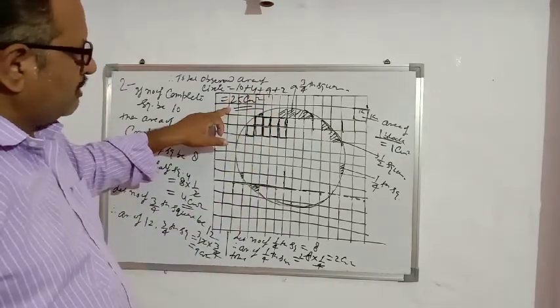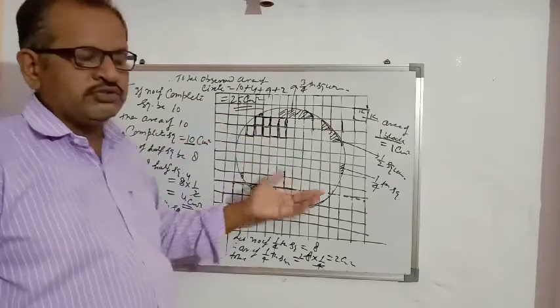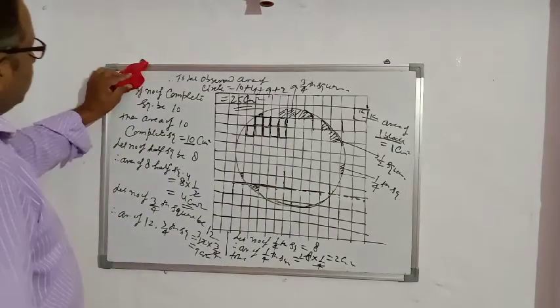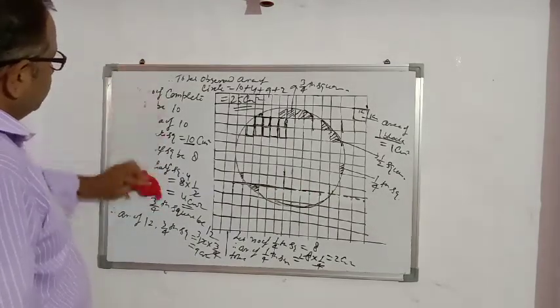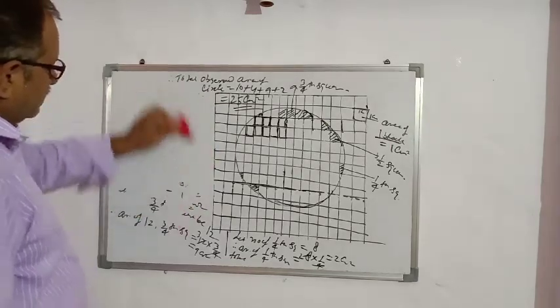Now we will find the area of this circle using the formula pi r square.